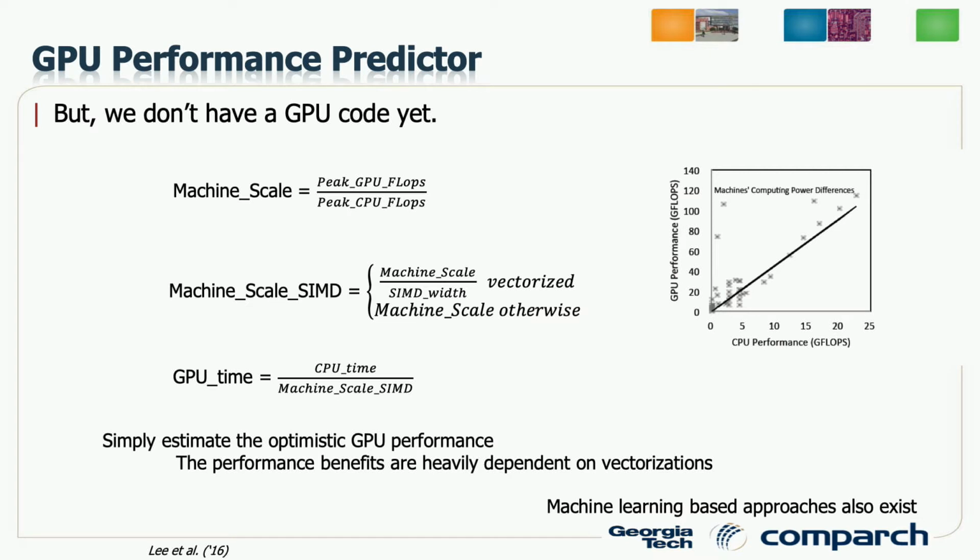And there have been other approaches trying to get the GPU performance from the CPU code, mainly based on machine learning techniques. If you have enough data, then we could also estimate the CPU to GPU performance. But these only consider the compute performance differences.